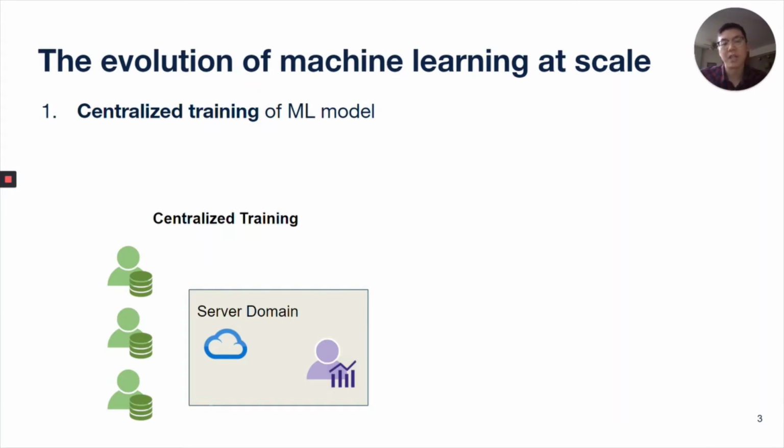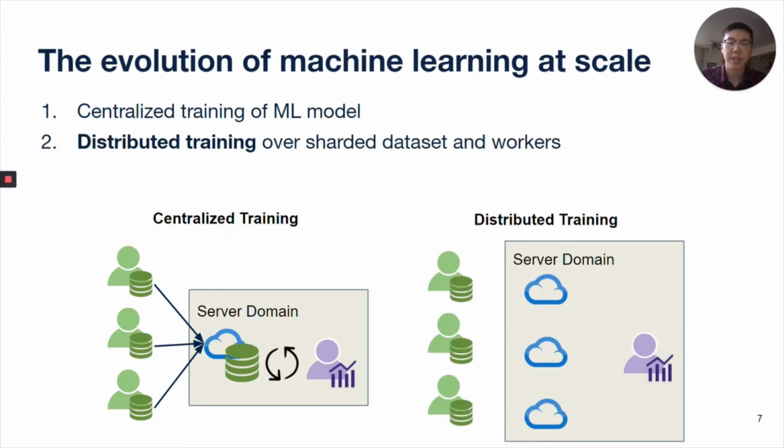also evolved. Previously, centralized training, in which data is collected and concatenated on a server's cloud, and then machine learning is run on this dataset, is no longer sufficient for the large training datasets used in modern applications. This has birthed distributed training. In distributed training, clients also send their data and they are stored on the server domain, and a parallel machine learning process occurs over these sharded datasets and sharded workers in the server's system.